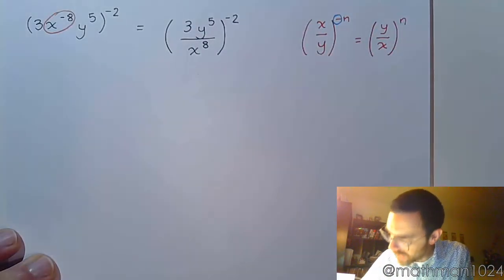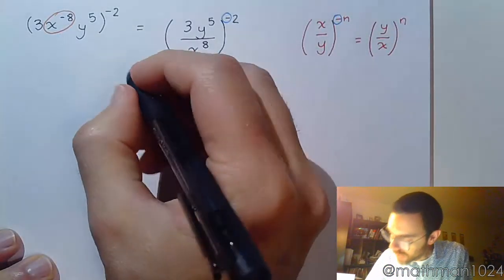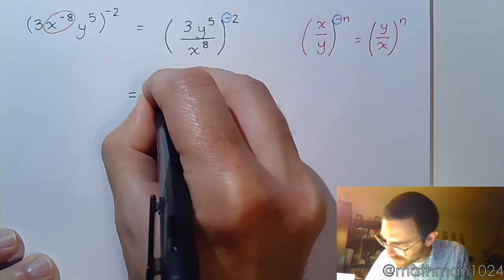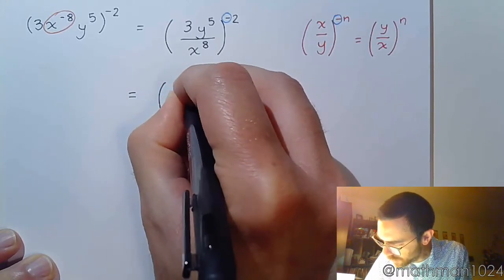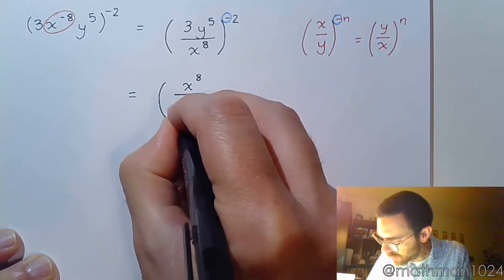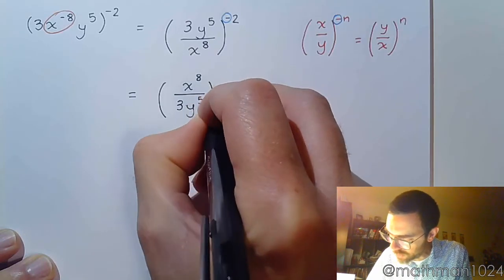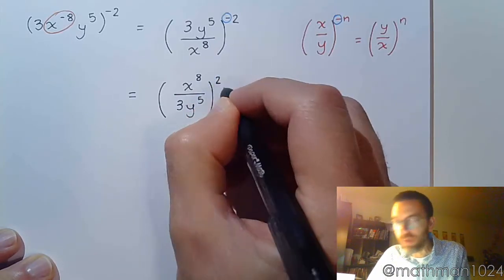We're going to take this negative factor, just the negative part of that 2, and I'm going to apply it to the fraction on the inside. So when I do that, it turns everything upside down. So we get x to the 8th over 3 y to the 5th, and now this is raised to the positive 2nd power.